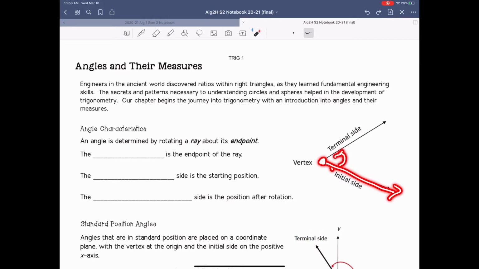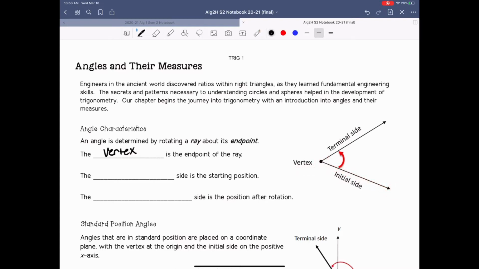So if I were to have some ray and I wanted to rotate that ray counterclockwise some number of degrees, and let's say this is the rotated version of the ray right here, this rotation of that ray is going to create an angle, which I'm going to call theta. And here's a couple of vocabulary words that we will use to describe the angle that is created by this rotation. So the vertex, that is the endpoint of the ray. So the ray that we started with is right here. The endpoint of that ray is the vertex.